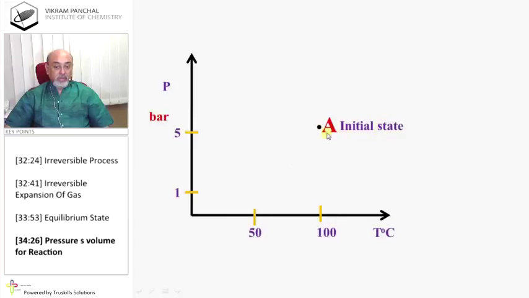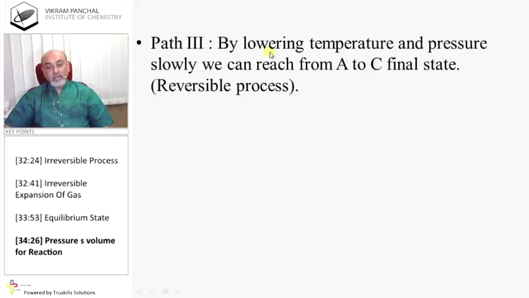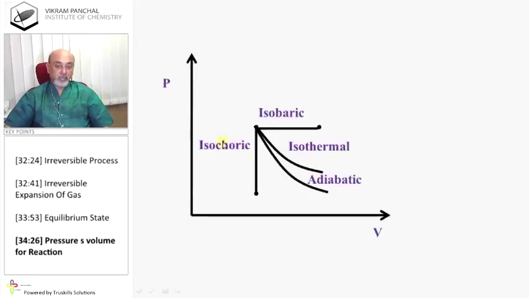Next, if the initial state is A and the final state is C, which can be reached by changing pressure and temperature slowly, then it is called reversible. So path 3, by lowering temperature and pressure slowly, we can reach from A to the final state C, and that is a reversible process. If you plot pressure versus volume, then this is isobaric, this one is isochoric, isothermal and adiabatic.